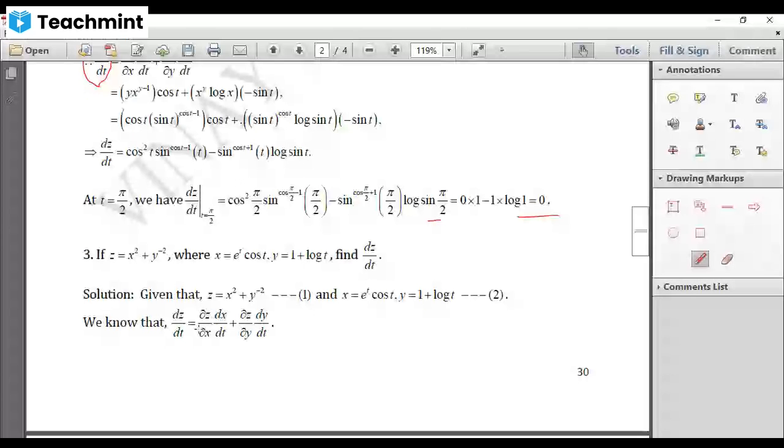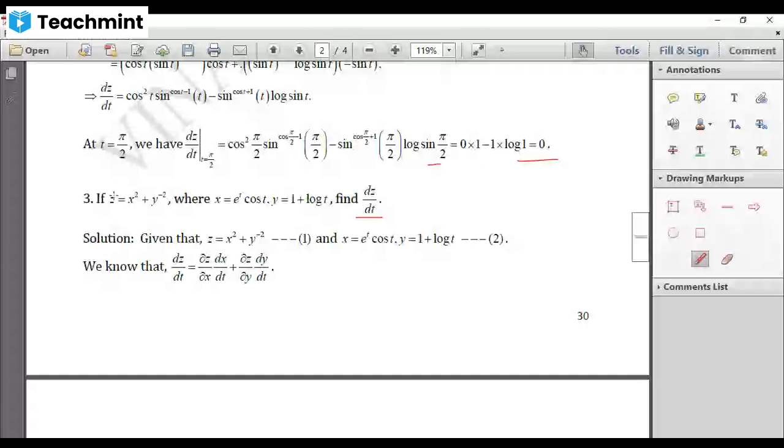Now let us find out one more. Your z is dependent on x and y, and your x and y are dependent on one variable t. So find dz/dt. Very easy. So how you are going to find? dz/dt is equal to ∂z/∂x into dx/dt plus ∂z/∂y into dy/dt. Find all of them using this.